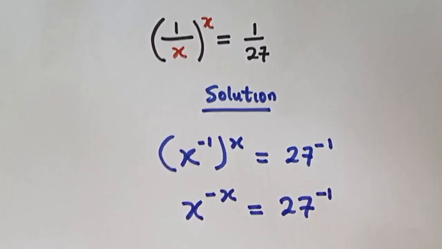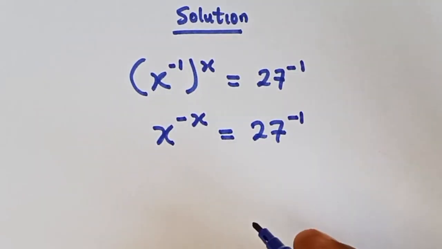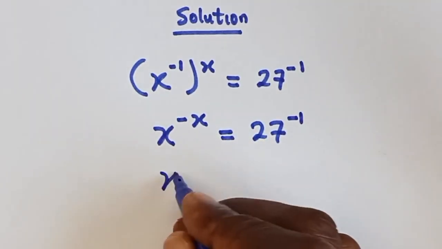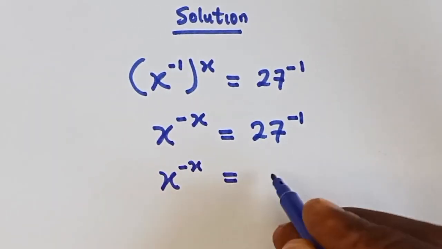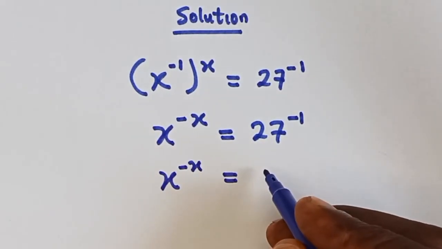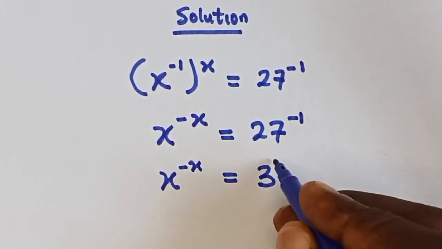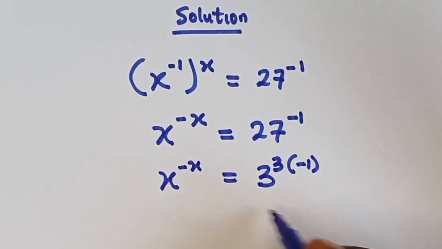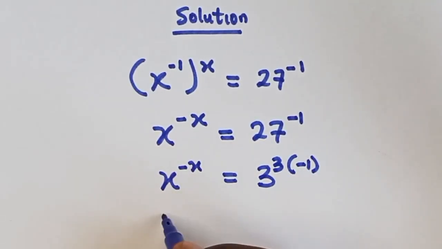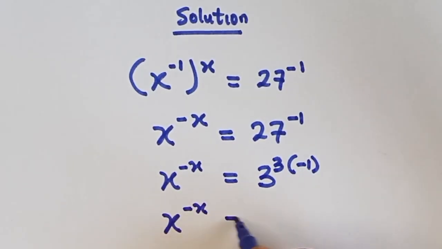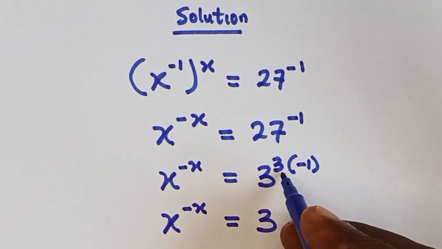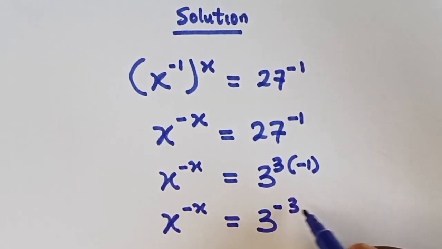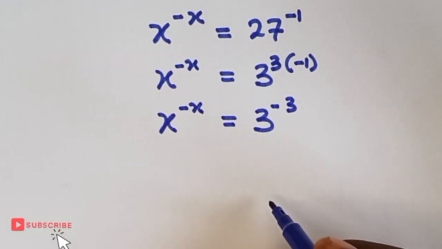Now 27 is a multiple of 3. 27 is 3 times 3, 9, and 9 times 3 is 27. That is 3^3, then raised to the power -1. Then let's multiply the powers. We have x^(-x) equals 3^(3 times -1), which gives us 3^(-3). Now let's equate the powers.